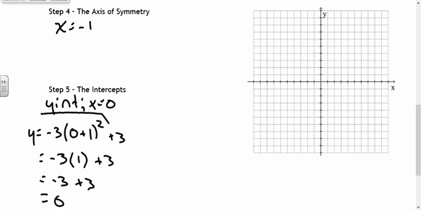Okay, let's plot. So we know our axis of symmetry is at -1, 1, 2, 3. We have 0, and then our axis of symmetry is at -1, like I said. I'm going to plot that in a nice red line. x is equal to -1. Using my axis of symmetry, I can plot another point here and graph. Done and done.